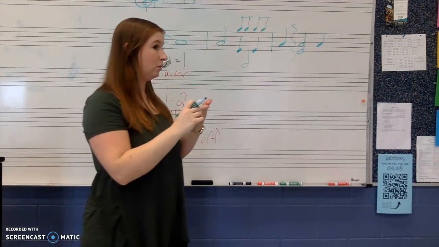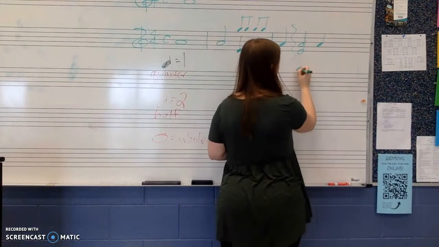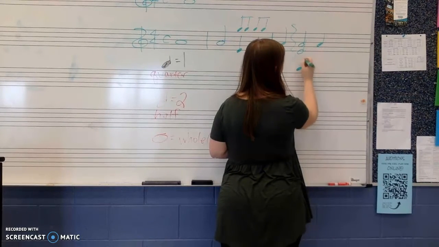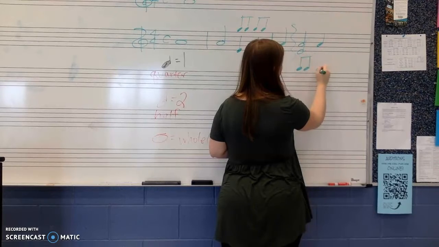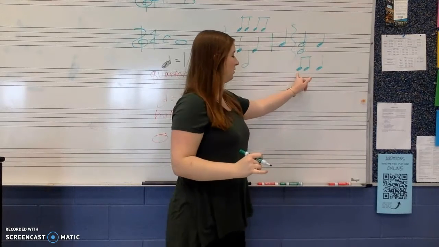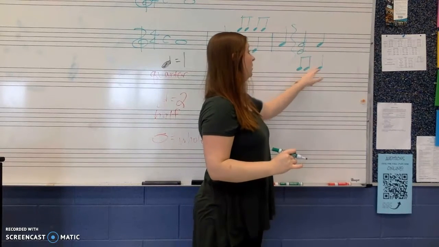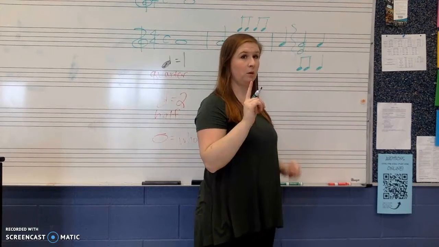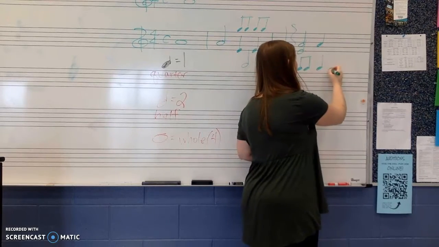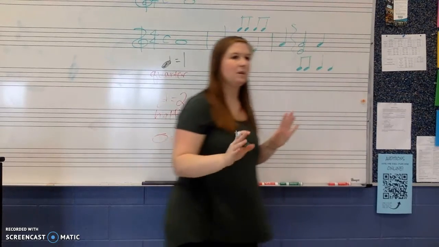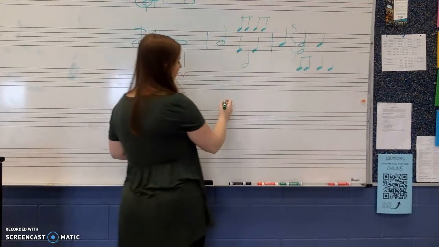Let's see what that would be. Okay, we have 2 eighth notes and a quarter note. How many beats is that? 2. 1, 2. So we need one more. Another one. Okay, so you still get the concept. Good. Let's talk about this dot.